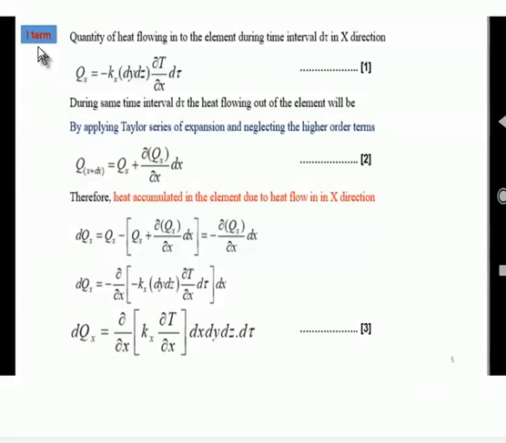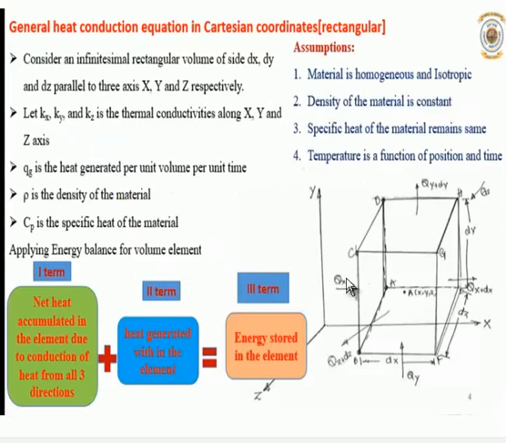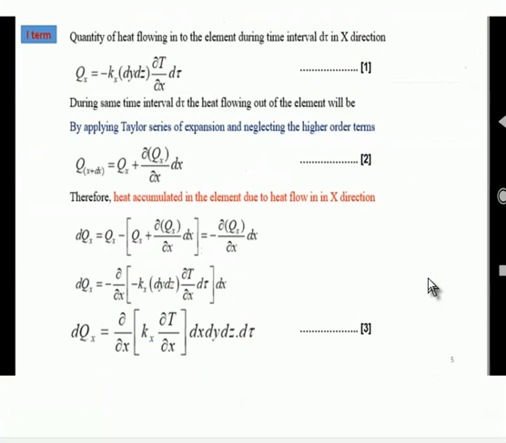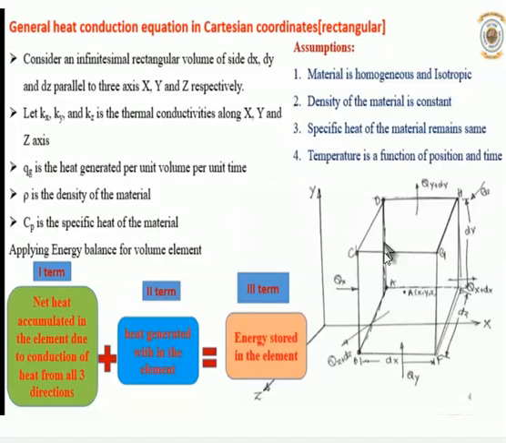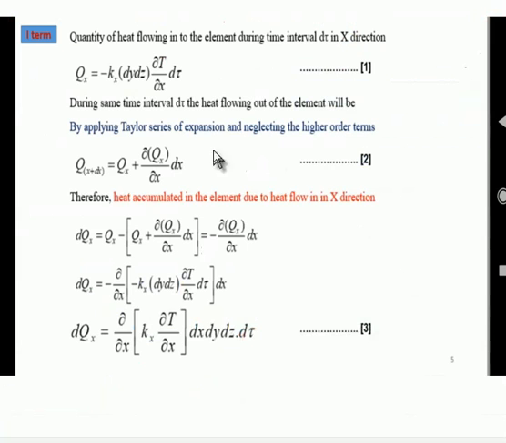The first term is the quantity of heat flowing into the element during the time interval d tau in the x direction. Here we write Qx is equal to, from the heat conduction equation we already know, minus Kx dy dz dou t by dou x into d tau. We consider that as equation number 1.